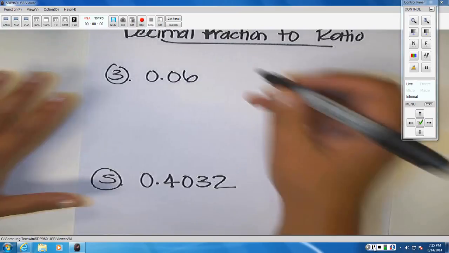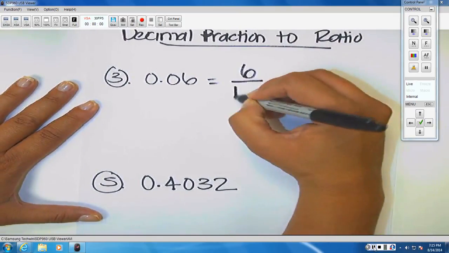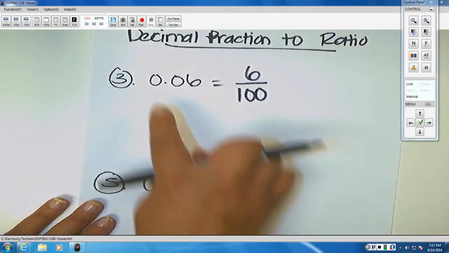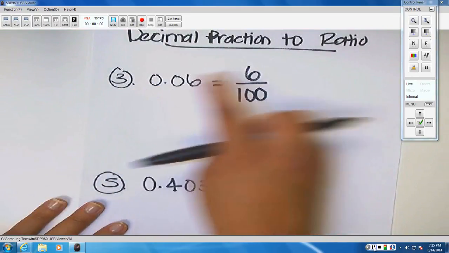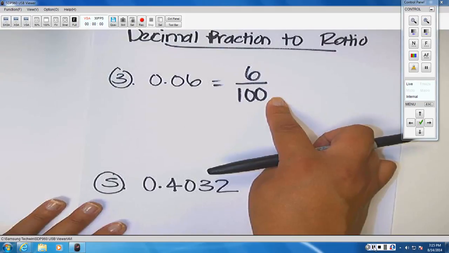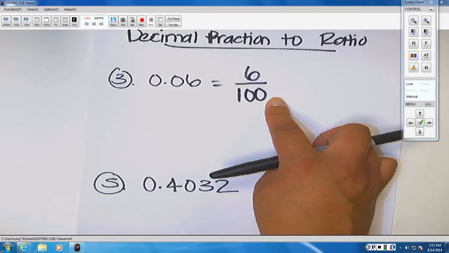Again, I'm just going to turn this into a fraction. It's going to be 6/100ths. Don't let that 0 in front of it bother you. We're just going to drop it all, and it's going to become 6/100ths. And I believe that we can reduce this.